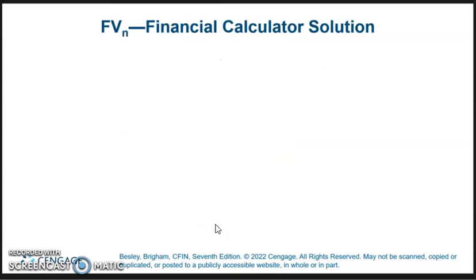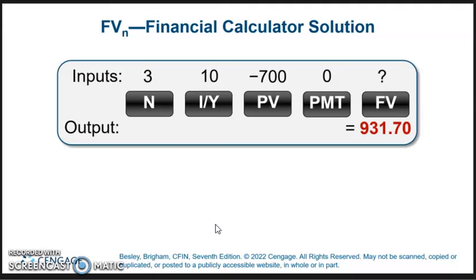So next is the financial calculator. There are a couple of steps missing here, but if you're looking at your BA II Plus Professional, the third row is these 5 buttons. If you have any 4 of the 5, you can compute the 5th. In this case, we had 3 years, so it's 3 N.